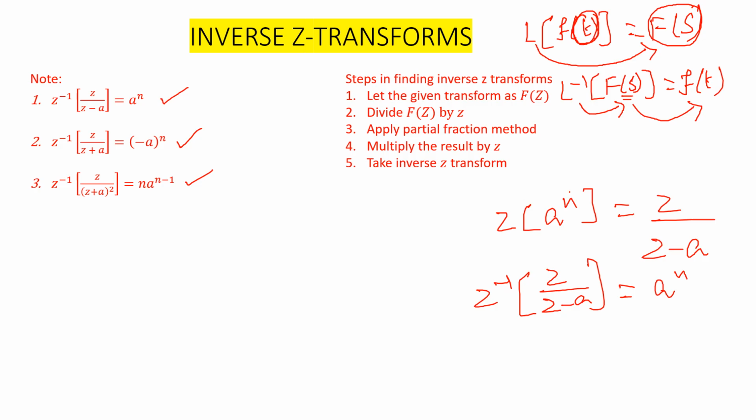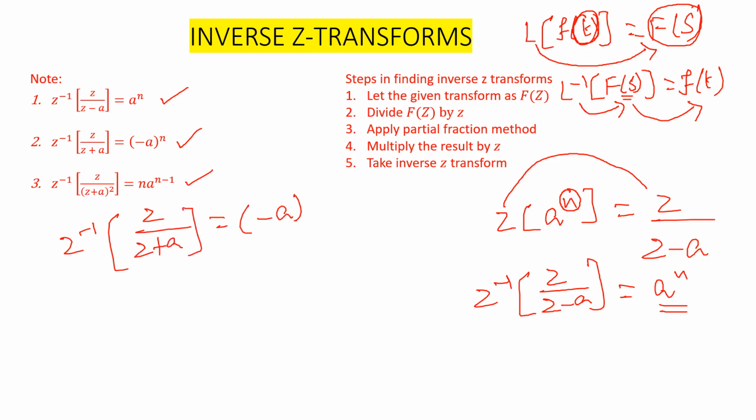If I apply Z transform of the sequence with n, then I have z in the answer. If I apply inverse Z transform of this function, then the answer will be my sequence with some power n. So the rule number 2, Z inverse of Z by Z plus A, that is nothing but minus A the whole power n. So if you see this formula, you can easily remember. If the denominator has a positive sign, that is plus A, then you have to take the opposite sign with power n. If the denominator has minus sign, then you have positive A to the power n.